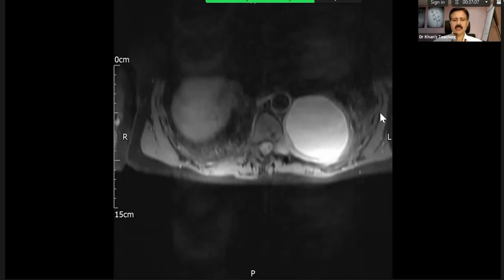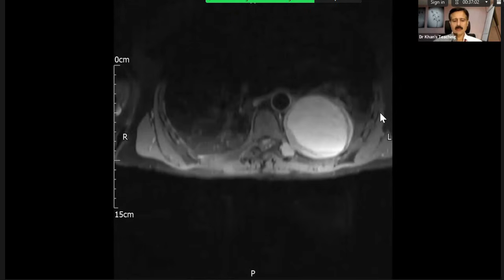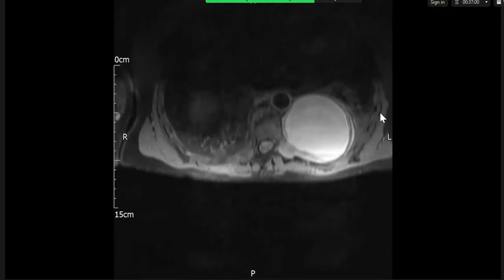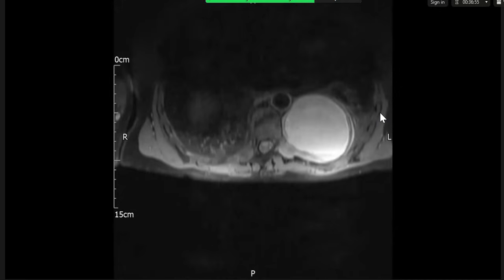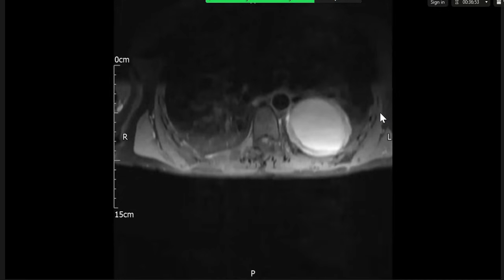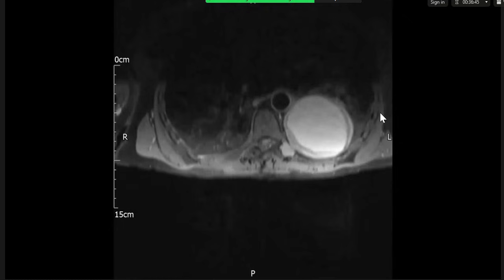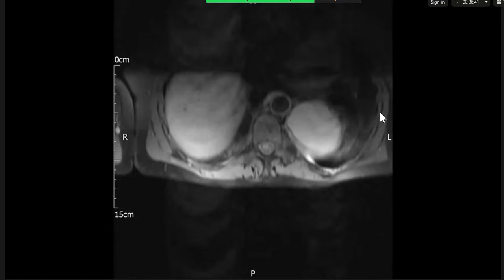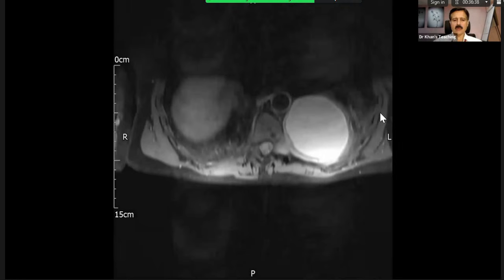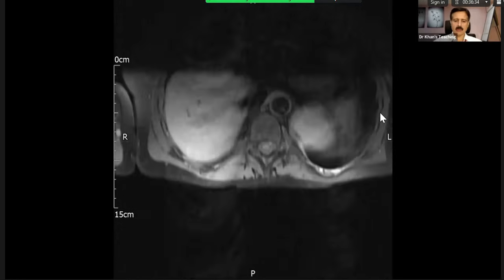Look at the CSF. And the CSF is still relatively bright. It's not as low signal as you'd expect in a T1. Perhaps it's... and the fat is mostly suppressed, so it's probably a STIR. On a STIR sequence, the CSF would be very bright. Yeah. Okay, next sequence, please.